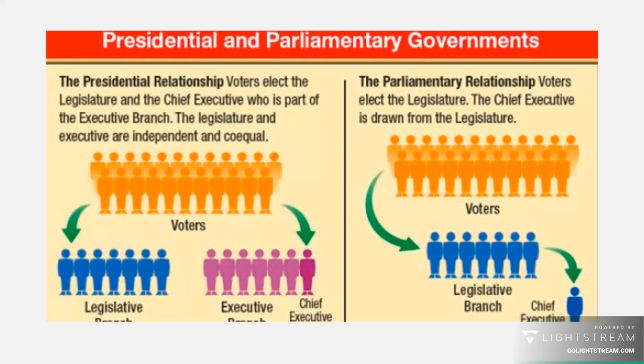The parliamentary relationship is different because in this case, the voters, so again, this big orange block, are voting for the legislative branch. So they are voting for their individual members of parliament. And then the legislative branch in a parliamentary system will then choose from among themselves a chief executive. So quite different systems of accountability.